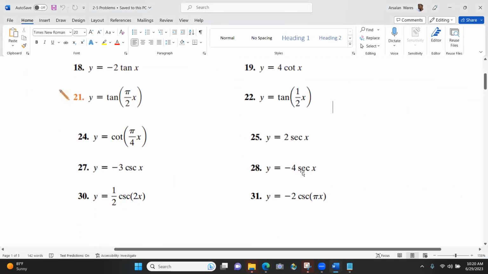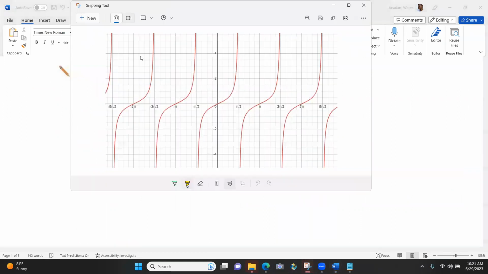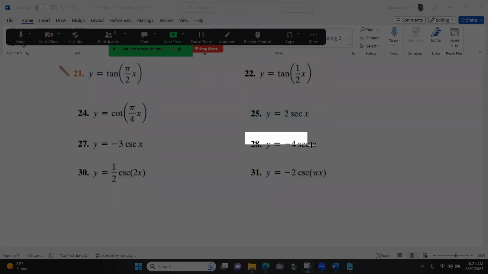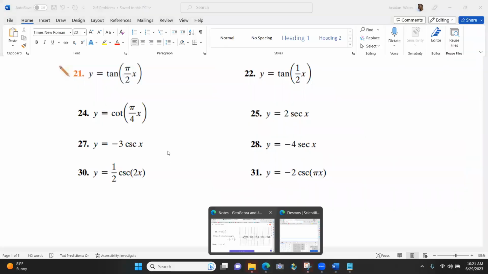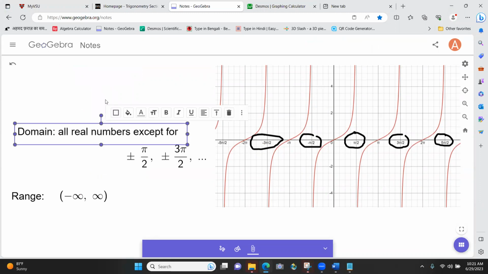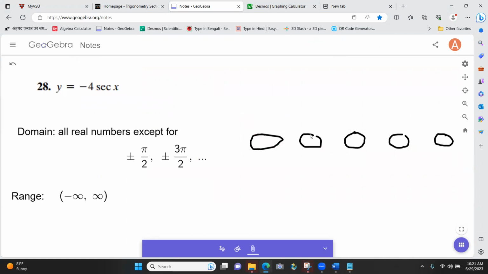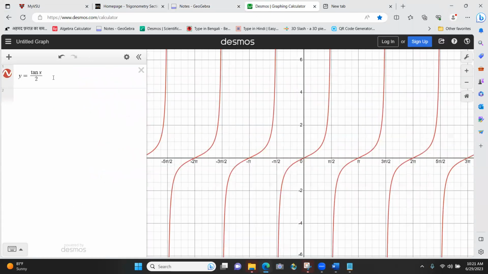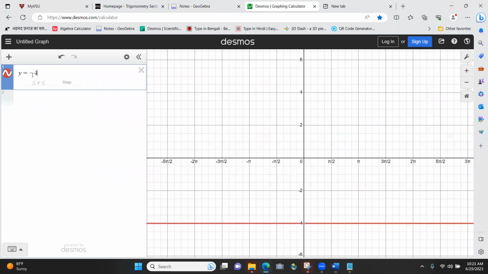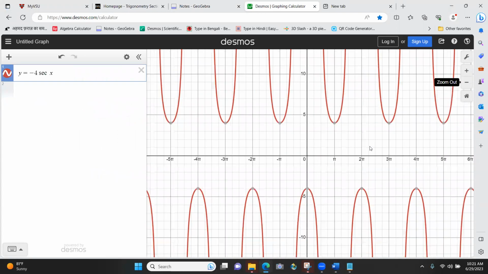Okay, let's do this one, negative 4 secant x. Now I'm going to leave these texts here. I may just use them later and save some time. So I'm going to go back to my Desmos and try to sketch this. Negative 4 secant of x. Okay, fine. Now, if you think you're not seeing the most interesting parts, you can always do this.